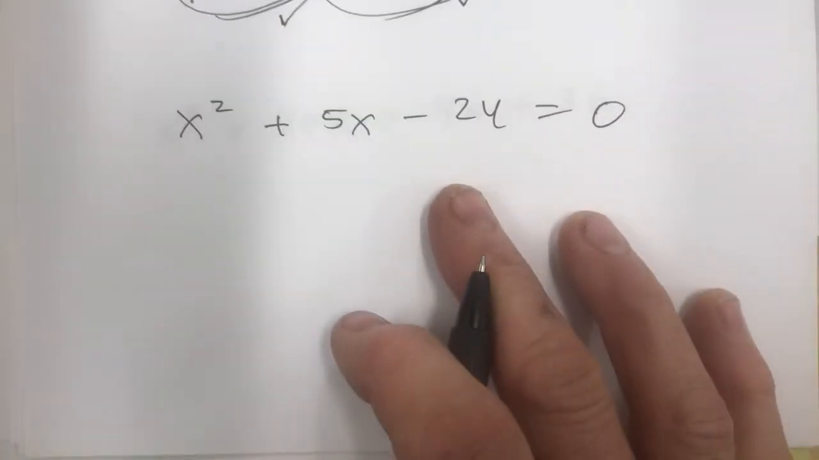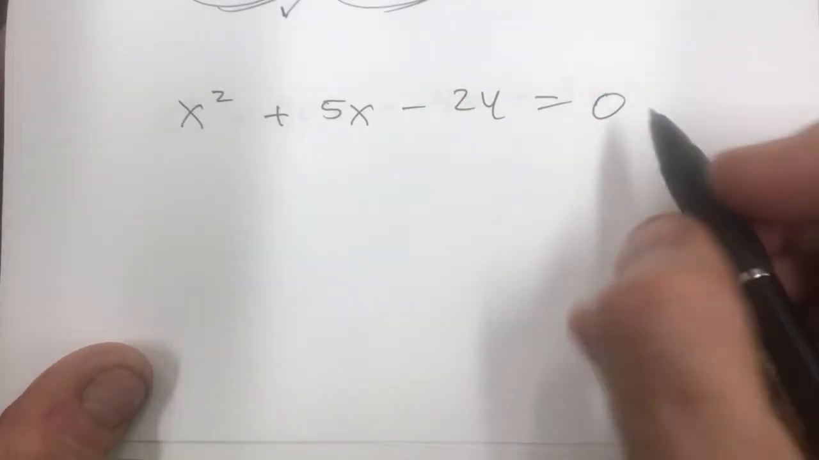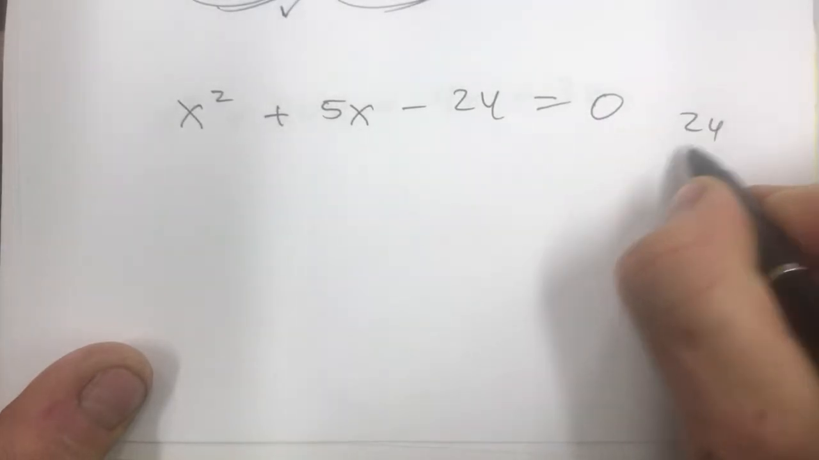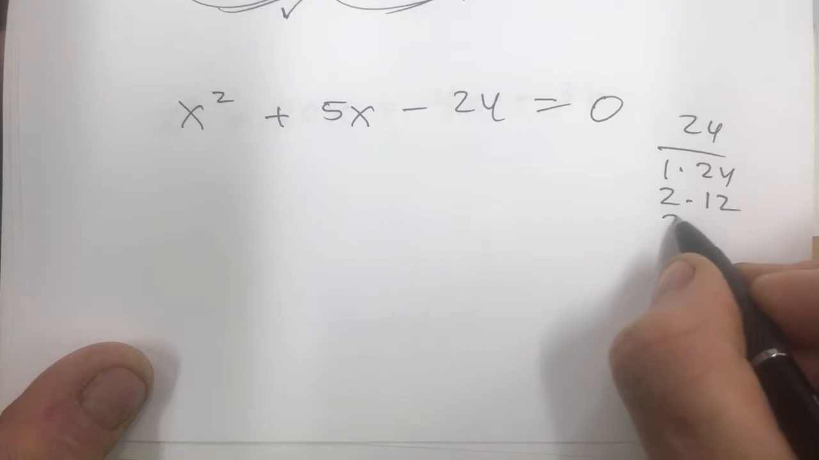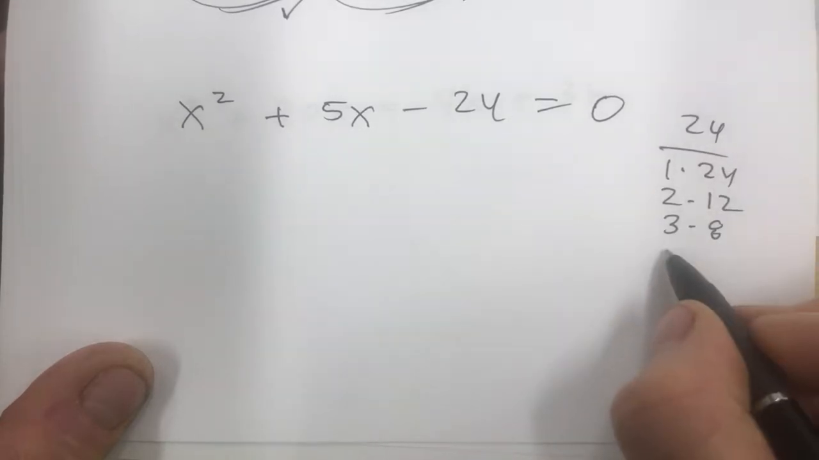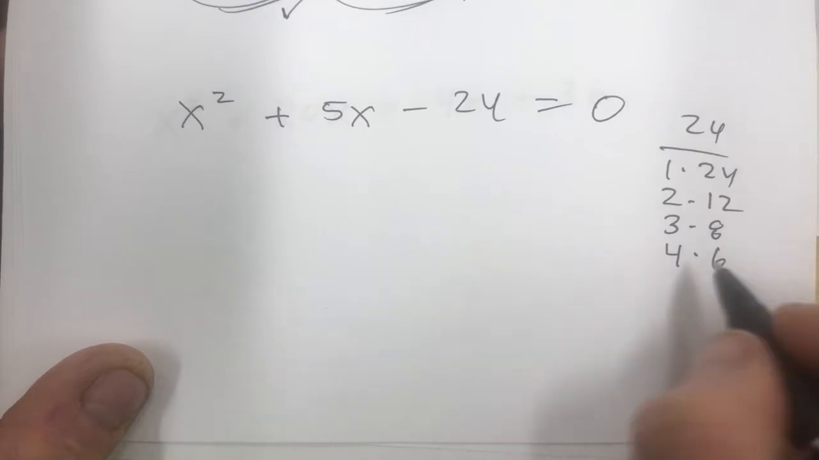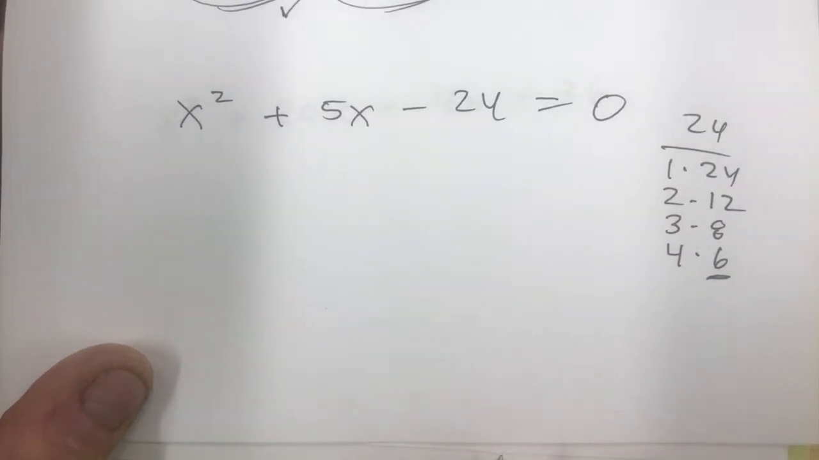All right, what about this third one here? Let's factor it. All right, 24 is my C number. It's in descending order, which it needs to be. 24 divided by 1 is 24. 24 divided by 2 is 12. 24 divided by 3 is 8. 24 divided by 4 is 6. 24 divided by 5 is a decimal, so I skip it. And then 6 is next. So there's all my factors of 24.